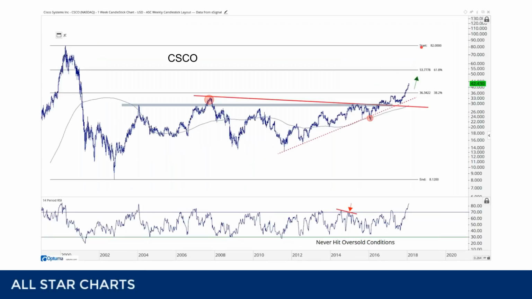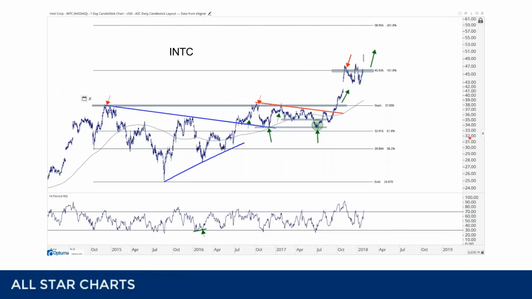Cisco, I think we're going to 53. Monster multi-decade base in Cisco. This looks beautiful. Momentum hasn't been oversold in 6, 7, 8 years. I think we're going to 53. Intel just broke out this week. If we're above 46, we want to be long. I think we go to 59.